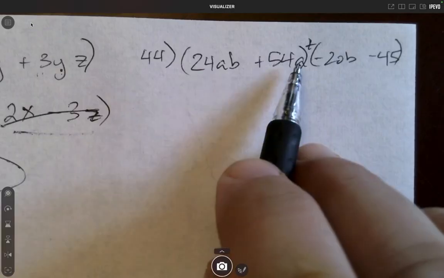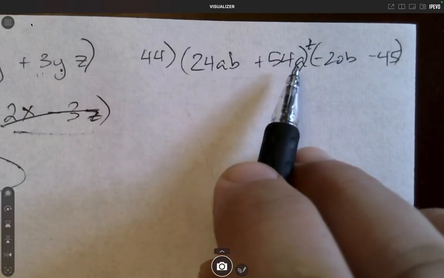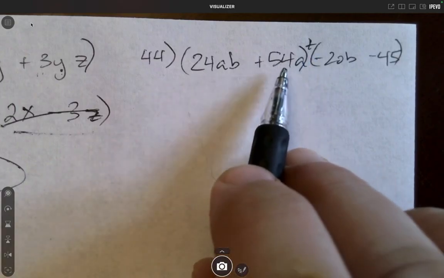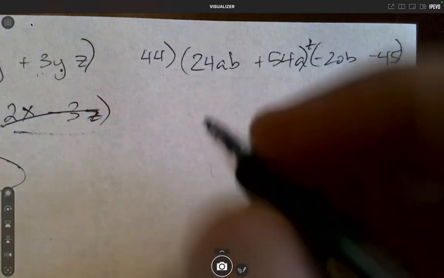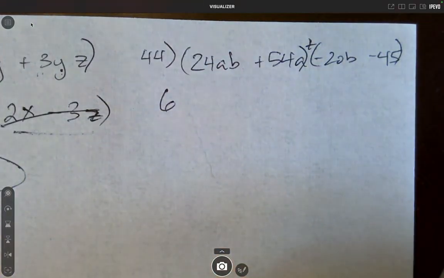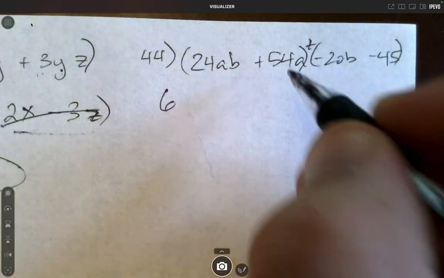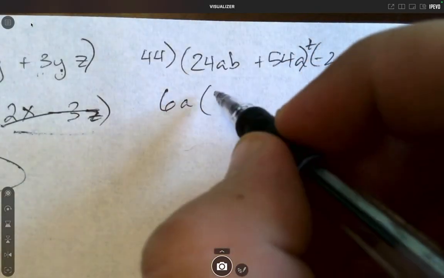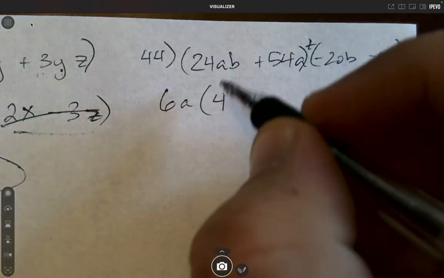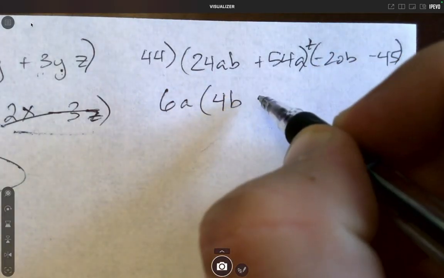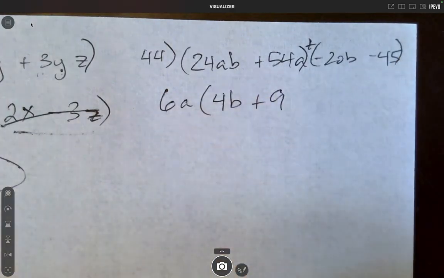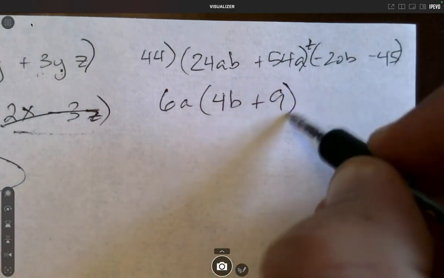Okay, 24 doesn't go into 54, neither does 12, neither does 8, 6. 6 goes into both of those because 6 times 9 is 54, 6 times 4 is 24. So 6 is the number, and they both have an a in common, so I'll pull that out front. 24 divided by 6 is 4. The a goes away, so we're just left with the b. 54 divided by 6 is 9, and we pull out its a, so it's all done.